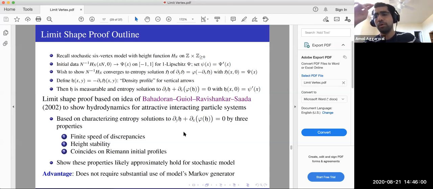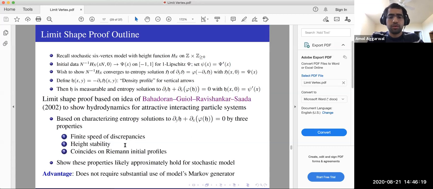There are a huge number of ways to prove limit shape results for interacting particle systems, but a lot of them require you to use the generator. And as I mentioned before, the fact that you have to update these things left to right kind of makes handling that generator a pain.